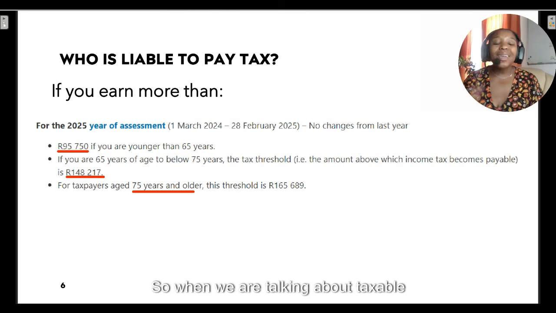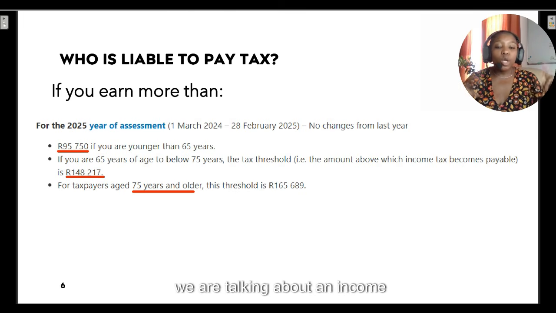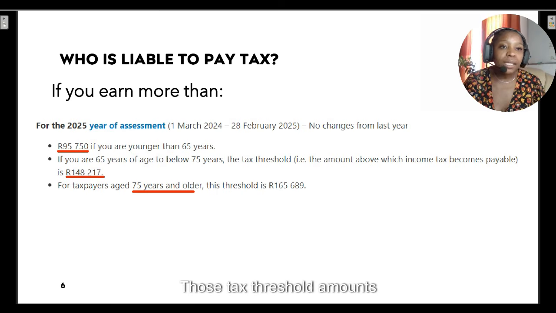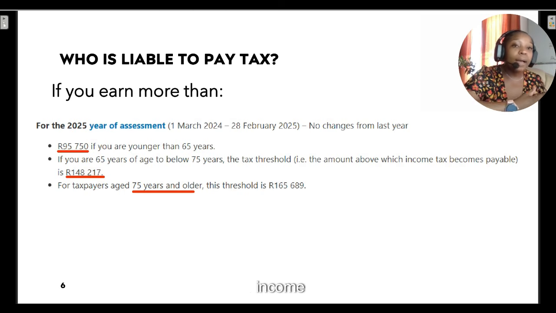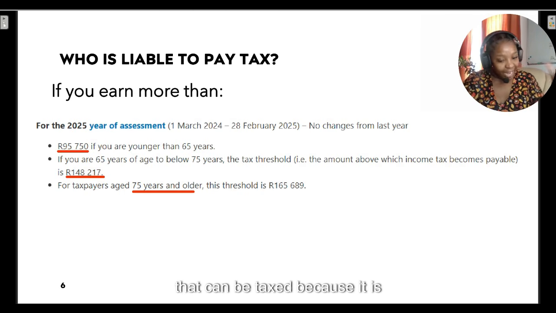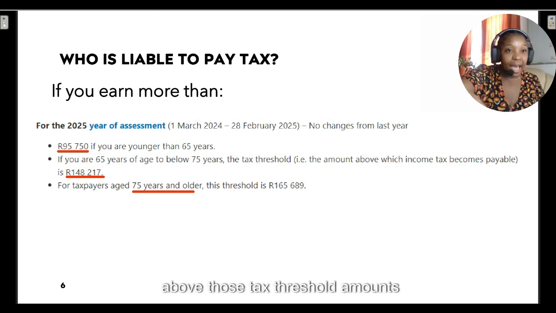So when we are talking about taxable income, we are talking about an income that is above those tax threshold amounts. Okay, that's what we are basically talking about. If we're saying a person's taxable income, we are saying an income that can be taxed because it is above those tax threshold amounts.